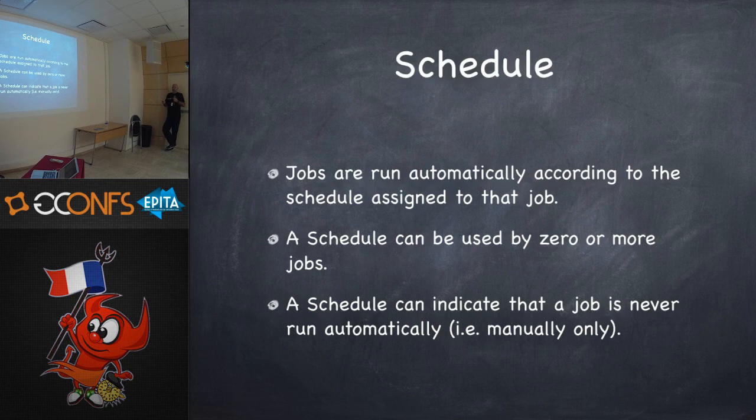You can also have a schedule that says a job never runs. So basically you say schedule whatever, never, close bracket. And that's for jobs that you want to have around that you only run manually, and they never get run by Bacula Dir.